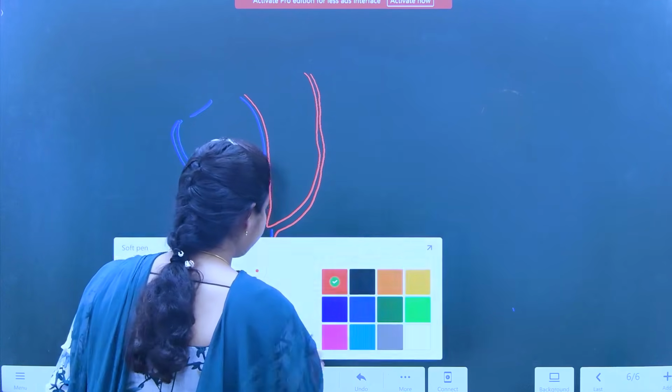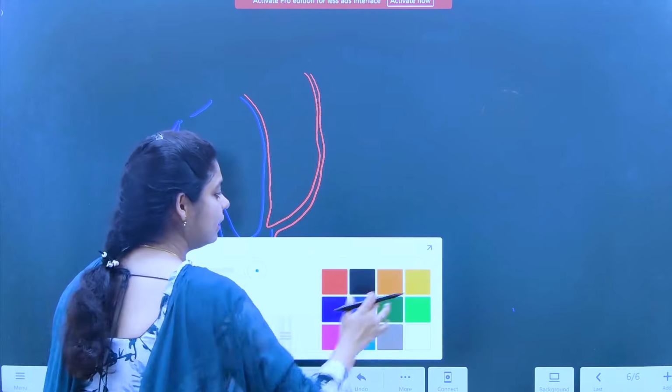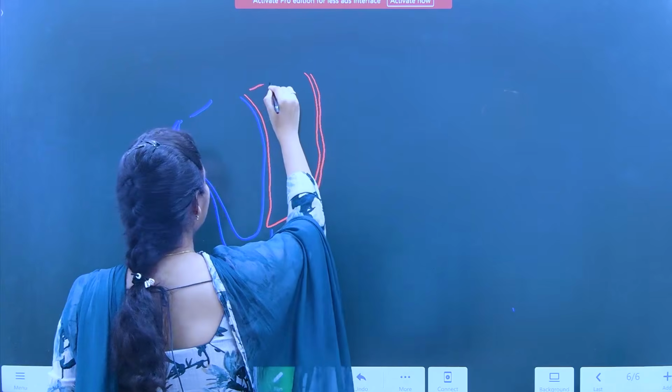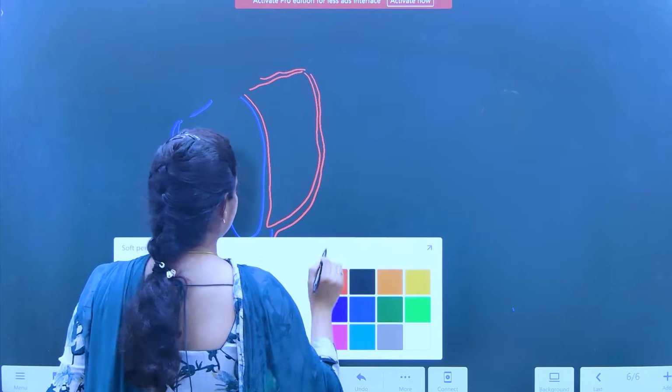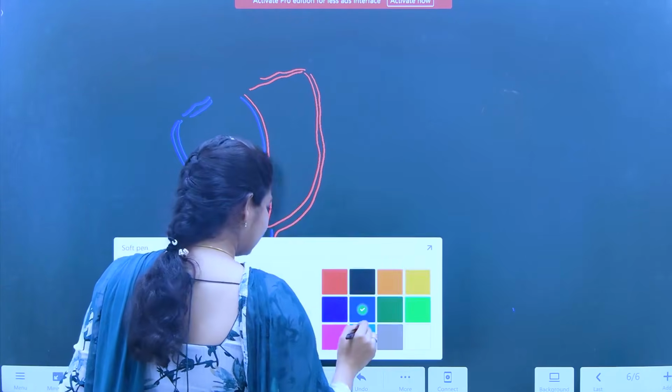Okay, now moving on to the ventricles. This is the right ventricle, this is the left ventricle. I want to show you precisely what this was. This was nothing but the AV septum, right?